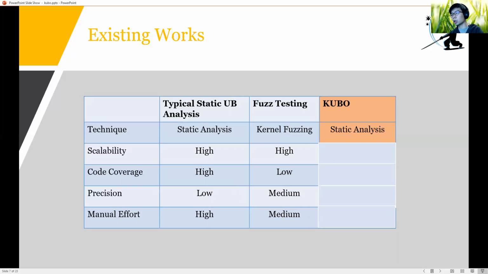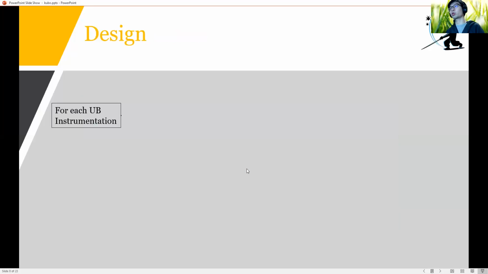So in our work, we designed a precise and scalable static analysis aided by on-demand data tracking and function summary. Thus, we're not only scalable, but also precise. So let's see how our framework works. First, we start with a potentially triggerable UB instrumentation. For example, we have a pair of values whose addition may overflow.